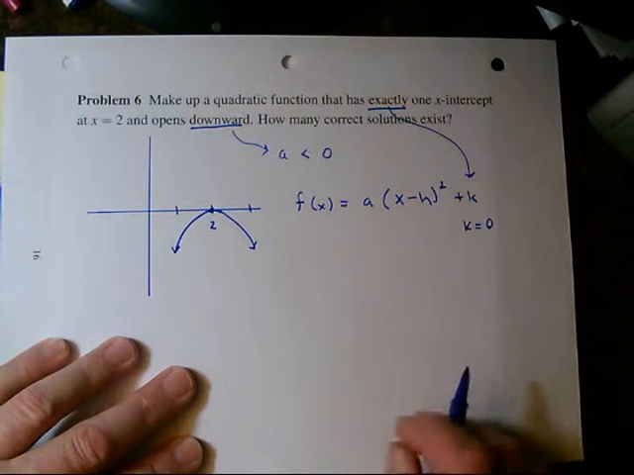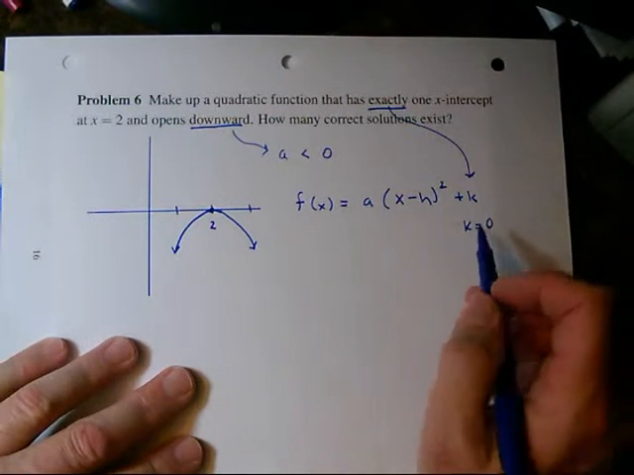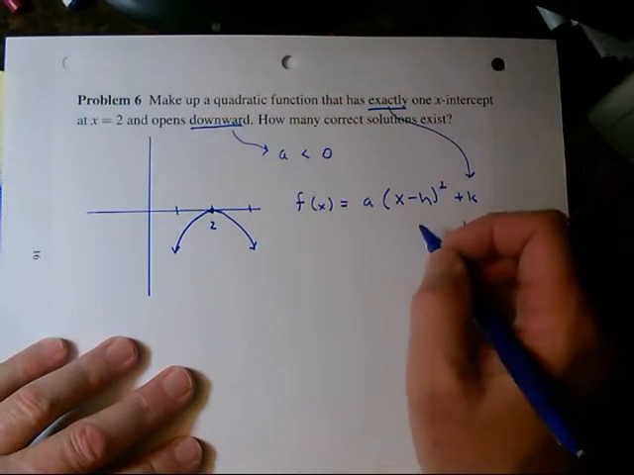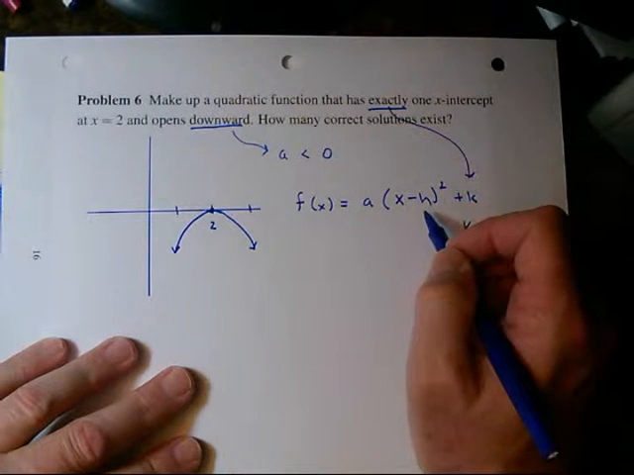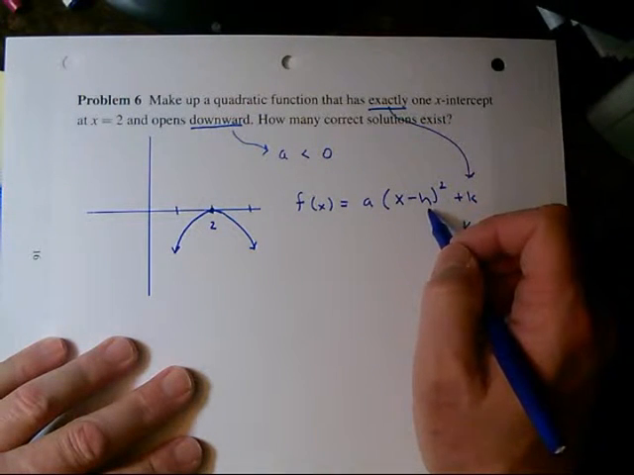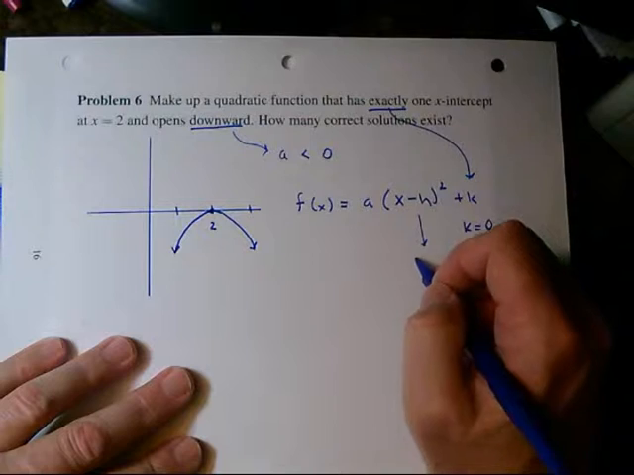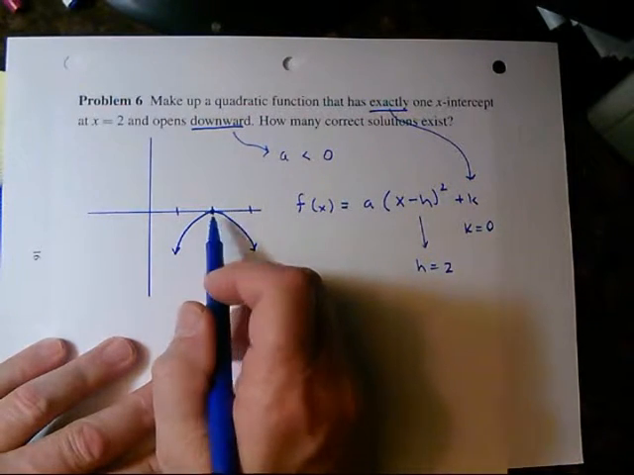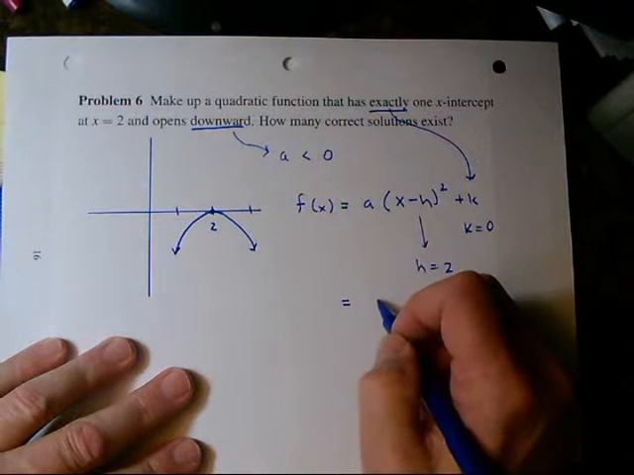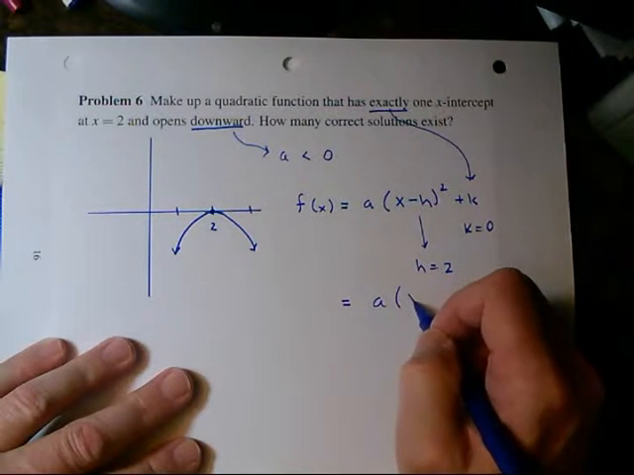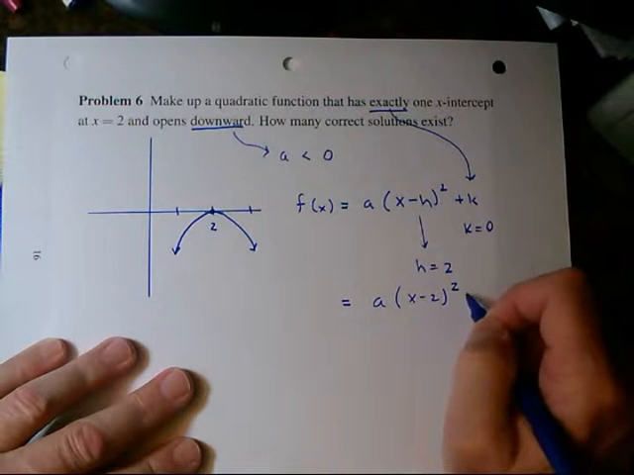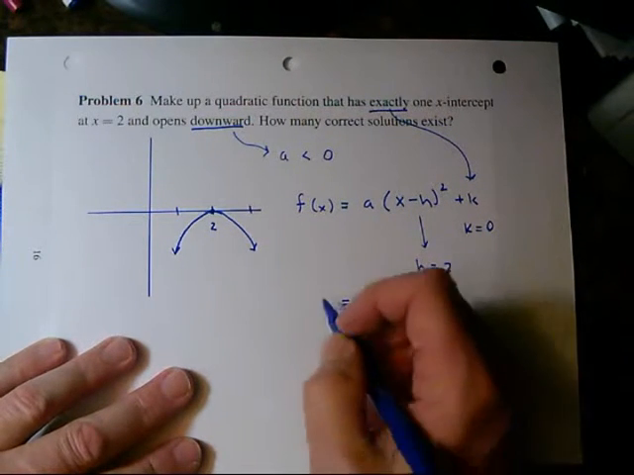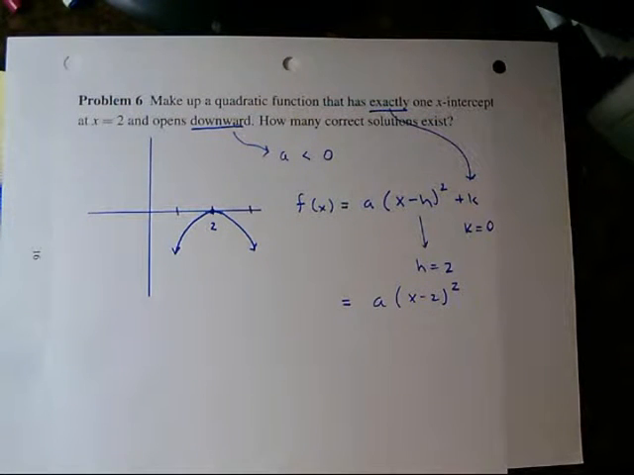Exactly one x-intercept means that k is 0, because if k is 0, that means that we have the vertex right on the x-axis. Now, the h is the x-coordinate for the vertex, and the x-coordinate from our graph is 2. So h has to be 2. So we now know that we have (x minus 2) squared plus 0.